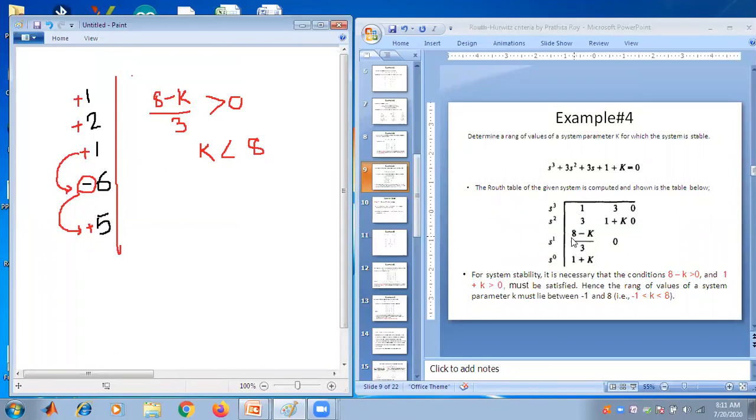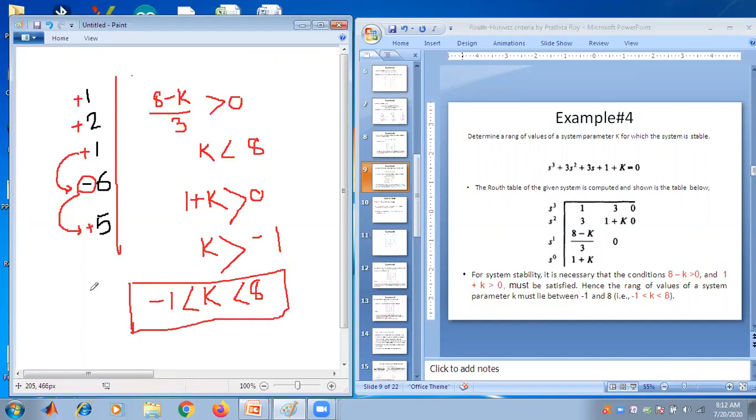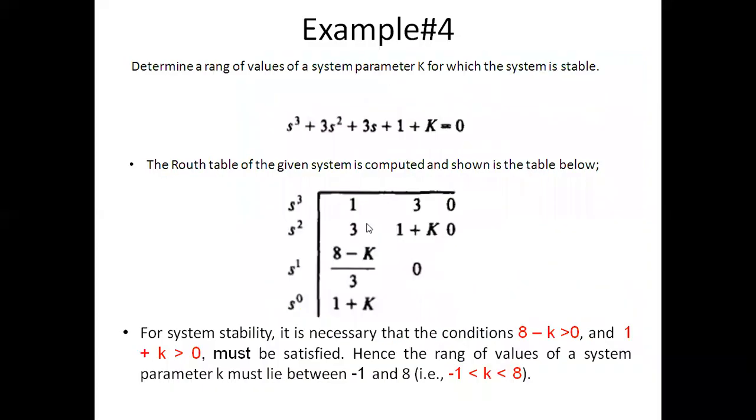Now this one is positive, this one is positive, and this one is positive. To make this particular element positive, 1 + k will be greater than 0. So k will be greater than -1. So the range of k is greater than -1 and less than 8 in order for the system to be stable. So k lies between -1 and 8 to make this system stable. Because this is a plus sign, this is a plus sign, we have to make this one also a plus sign, because there is no sign change in the first column of the Routh array.